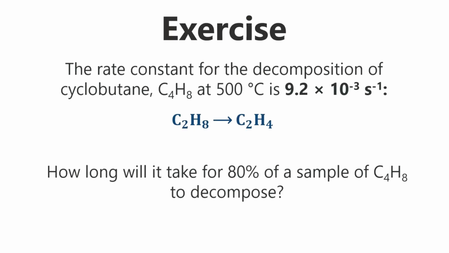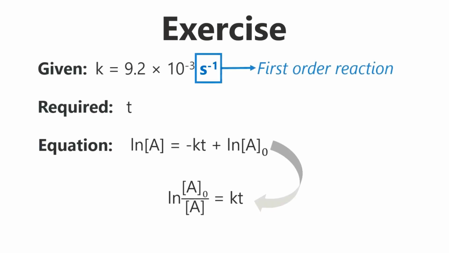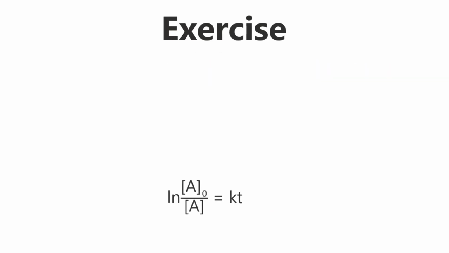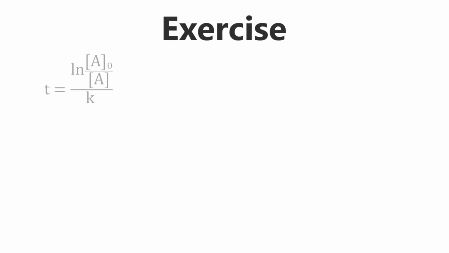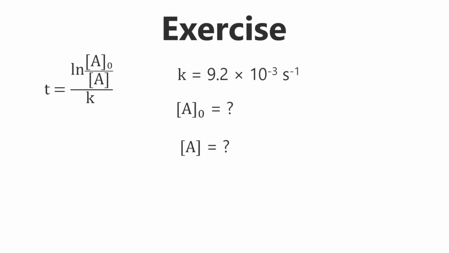The rate constant for the decomposition of cyclobutane at 500 degrees Celsius is 9.2 times 10 to the negative 3. How long will it take for 80% of a sample of C4H8 to decompose? k is given and its units show a first order reaction. What we're looking for is time. We only know the value of k. A0 and A are not given.